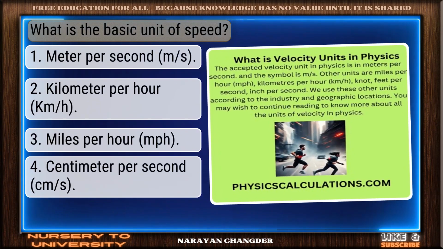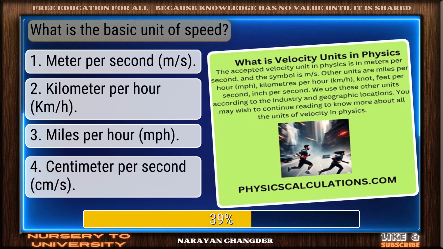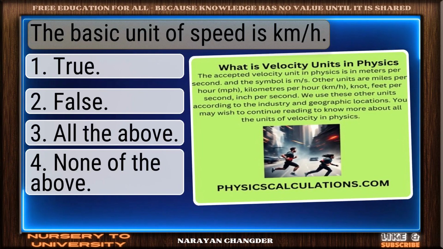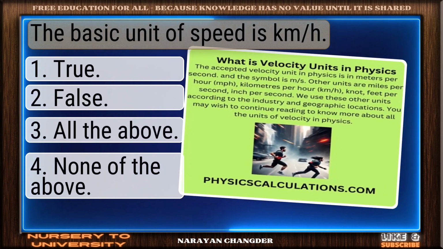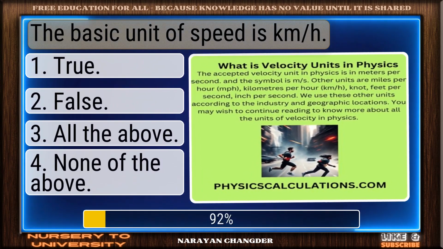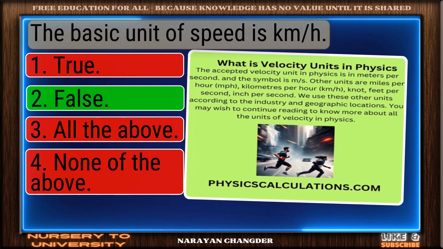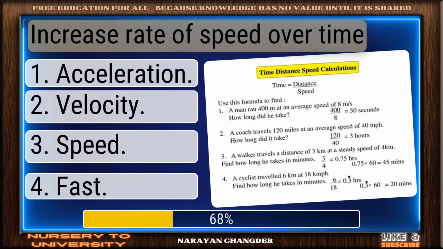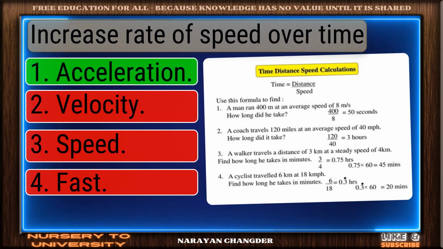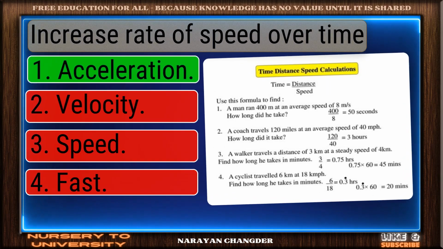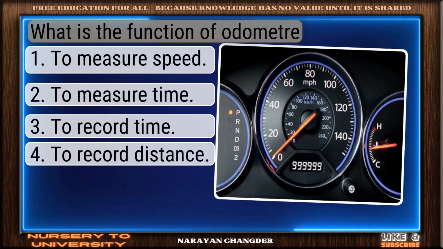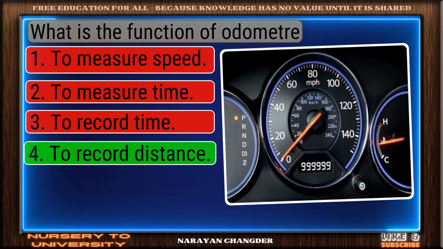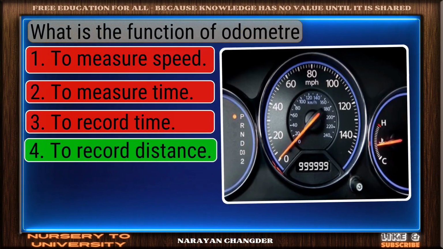Question number 186. What is the basic unit of speed? Valid point. Meter per second is true. Question number 187. The basic unit of speed is km. Good thinking. False is the right answer. Question number 188. Increase rate of speed over time. Nice work. You chose acceleration, and it is correct. Question number 189. What is the function of an odometer? Right again. To record distance is a valid answer.